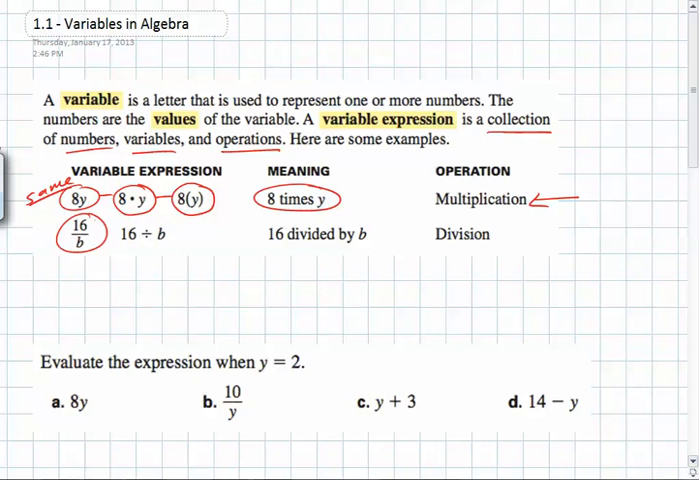16 over b means 16 divided by b, and can also be written as 16 ÷ b, although this is much more common, and the operation is division.